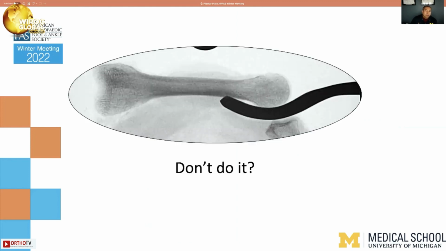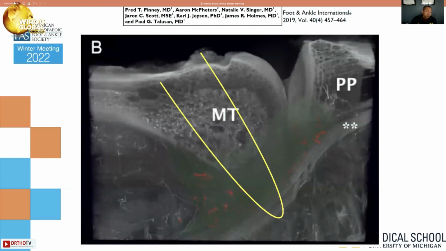So maybe we shouldn't be putting the Freer elevator in there and stripping the plantar plate from the metatarsal. And as mentioned before, this will allow for about 4 millimeters of distraction of the MTP joint. So maybe we shouldn't be placing the Freer elevator, or if you are going to place the Freer elevator, maybe we should be putting a suture in additionally and fixing it to the metatarsal head.